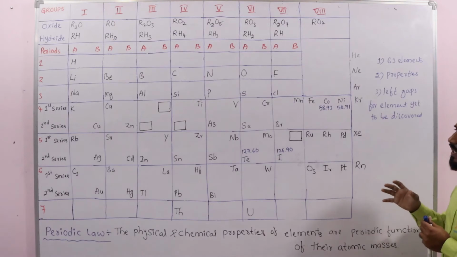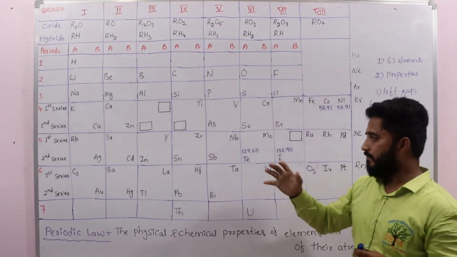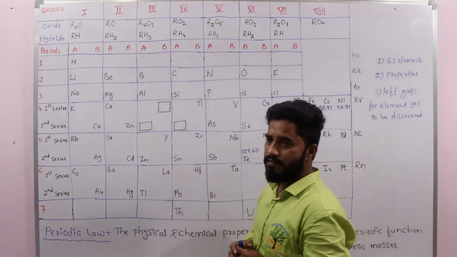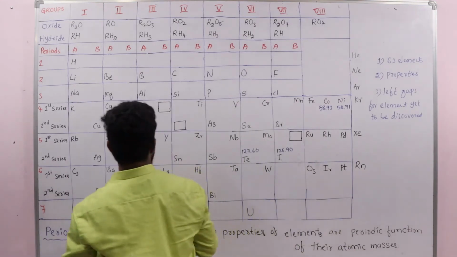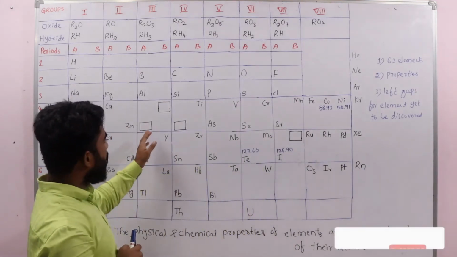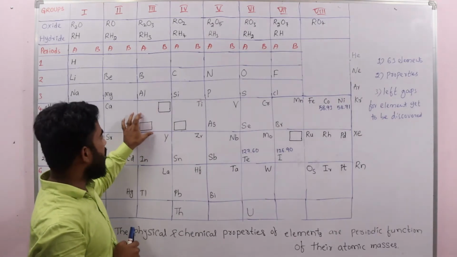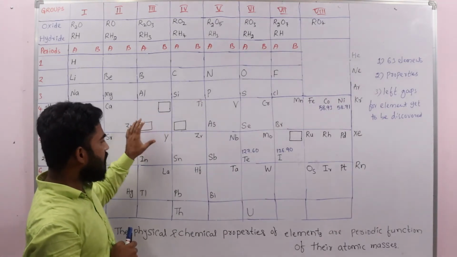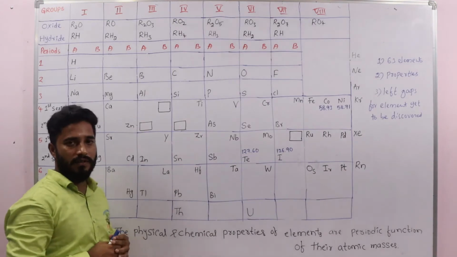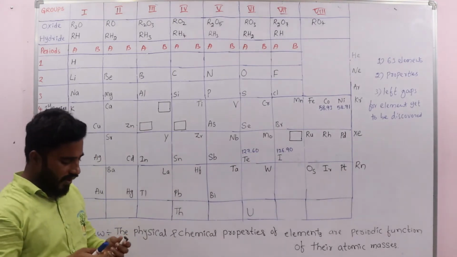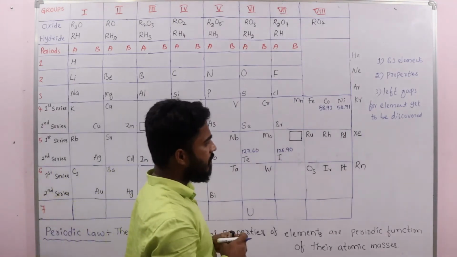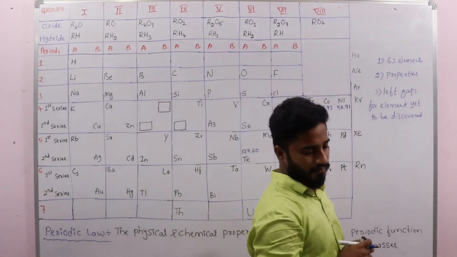He left these gaps not based on simple guesses; he left them based on the physical and chemical properties of these unknown elements. Let us see which elements were discovered later.